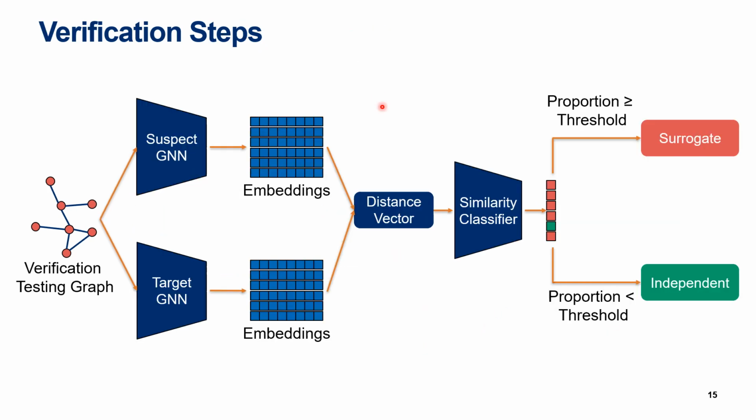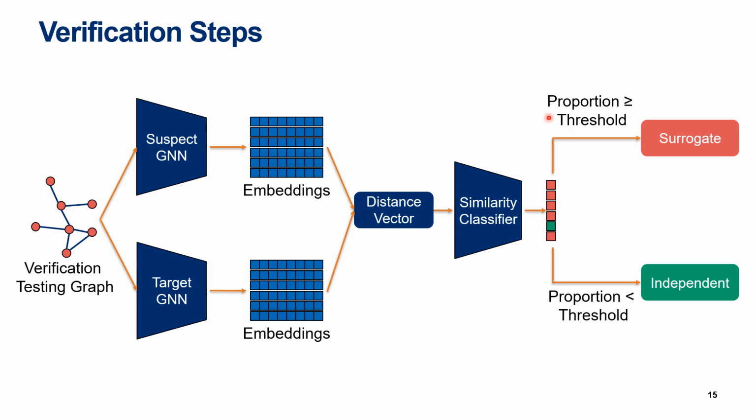samples. Now that we know how to train our similarity classifier, let's see how it's used in our proposed verification algorithm. We start with a verification testing graph which contains many nodes which are passed to the suspect GNN and the target GNN, which then output multiple embeddings. We can then calculate a distance vector between each pair of embeddings and pass it to the similarity classifier. As an output, we will get a vector of ones or zeros, where 1 is that the embeddings were too close and 0 is that the embeddings were too far.